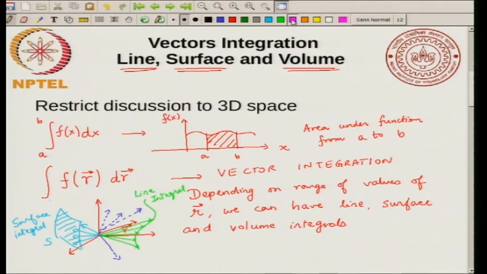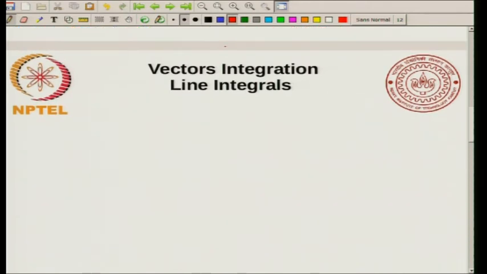Now, you could also have a case where you take some 3D region and you have some volume and your R can point to anywhere inside this volume, then you will get a volume integral. So, you can get a line integral, a surface integral or a volume integral in this way, and we will talk about this in today's lecture and the next lecture. Okay. So, now let us get to line integrals.